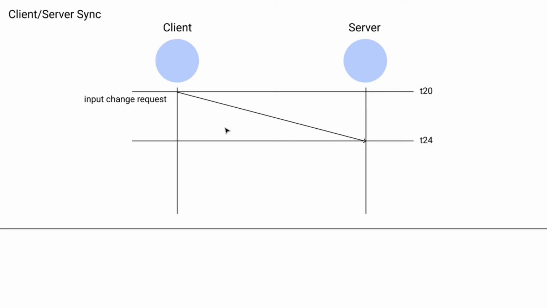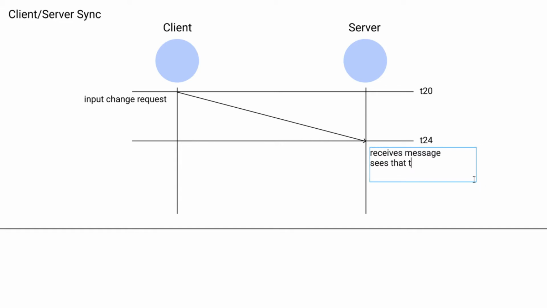So this is just a reality of networking. When you send a message, it's always going to take time for it to arrive on the other side. So in this example, we're saying it's taking 4 ticks to get from the client to the server. All right, so the server receives the message. And what does it do?